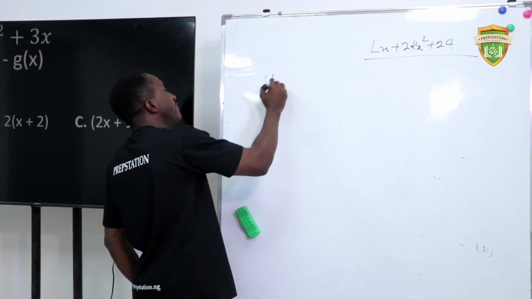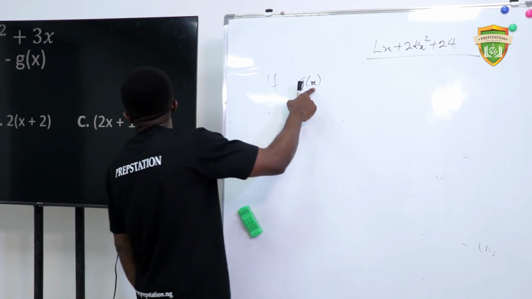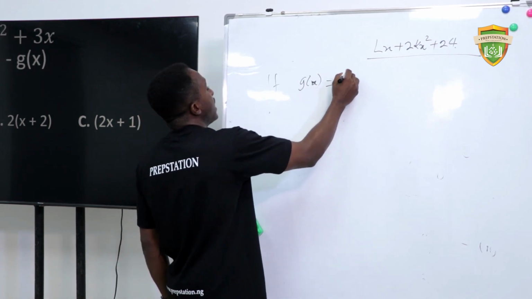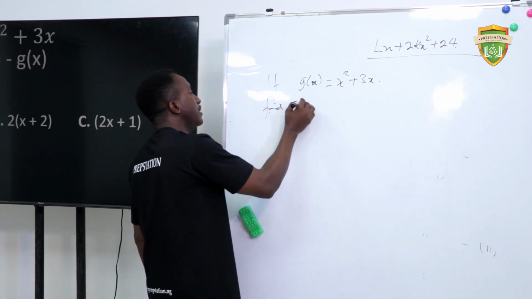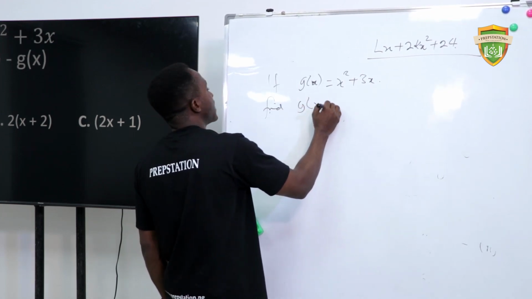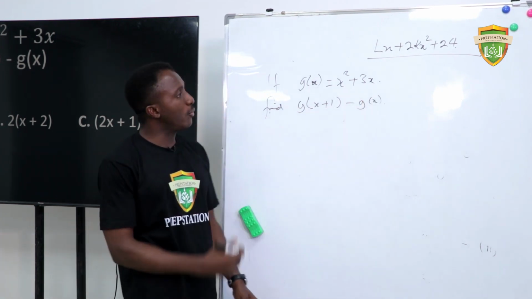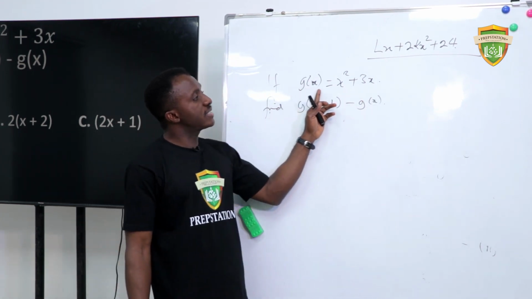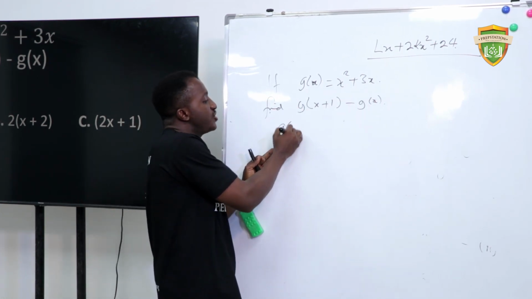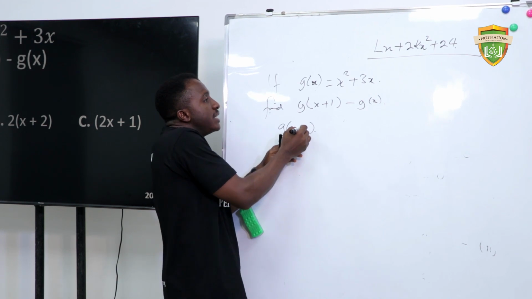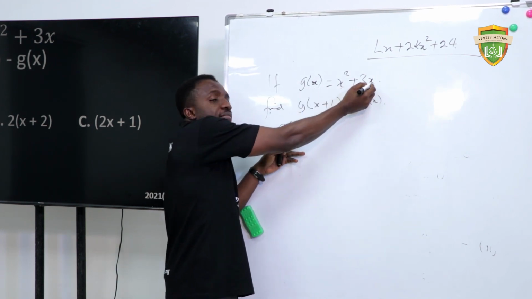Now it says if g of x, now g is a function of x here, equals x squared plus 3x. And we're told to find g of x plus 1 minus g of x. Now this is quite simple, very simple. Now remember, this is g of x, is this. The easy way to do this is simple. When you are told to find g of x plus 1, now we're going to replace the x. This is g of x, that's why we have x here, we have x here.